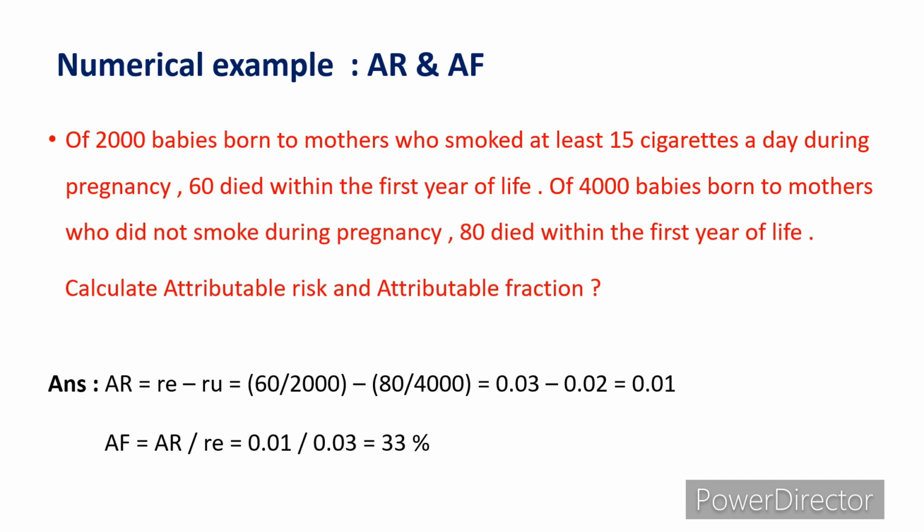So let's start with AR, attributable risk. You know the formula, right? The risk in exposed minus risk in unexposed, RE minus RU. So the risk in exposed in this case is 60 divided by 2000, minus the risk in unexposed, 80 upon 4000. So the answer is 0.01. And when you come to the formula of attributable fraction, it is the attributable risk divided by the risk in exposed. Now we know the value of AR, which is 0.01. So 0.01 divided by what is the risk in exposed? It's 60 divided by 2000, that is 0.03. So the answer here is 33%.